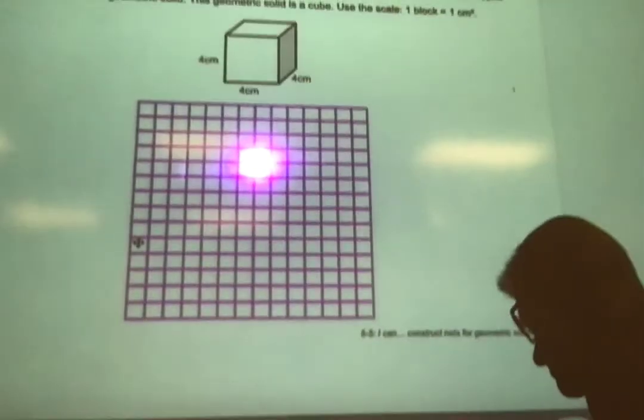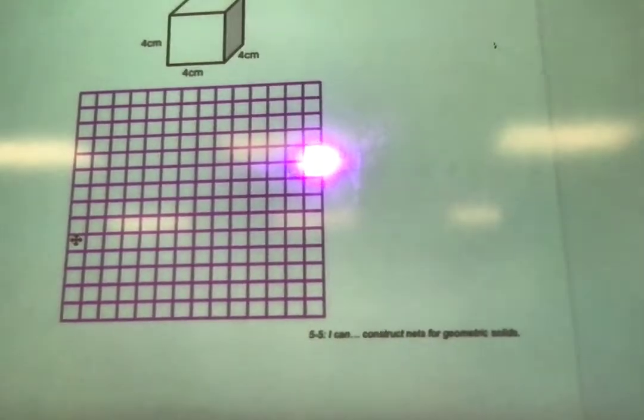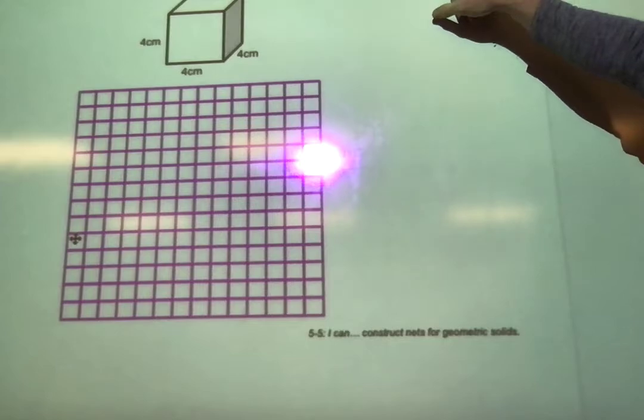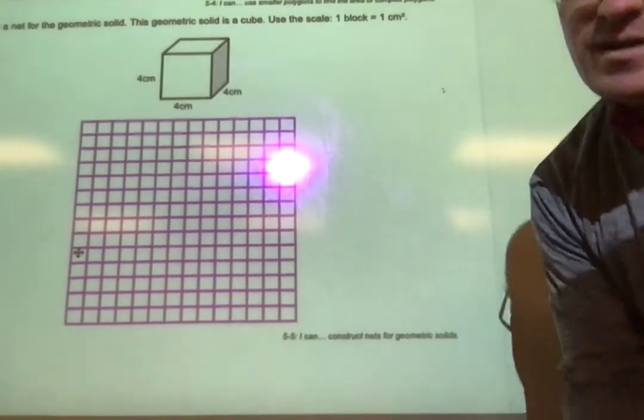Okay, and on the second part, I'm going to move this a little bit here so we can see it a little better. Get that light out of the way there for the most part. Okay, so all we're supposed to do now is draw this net for this cube. And one block is going to be 1 centimeter is our scale. That's so we can see it a little bit better.